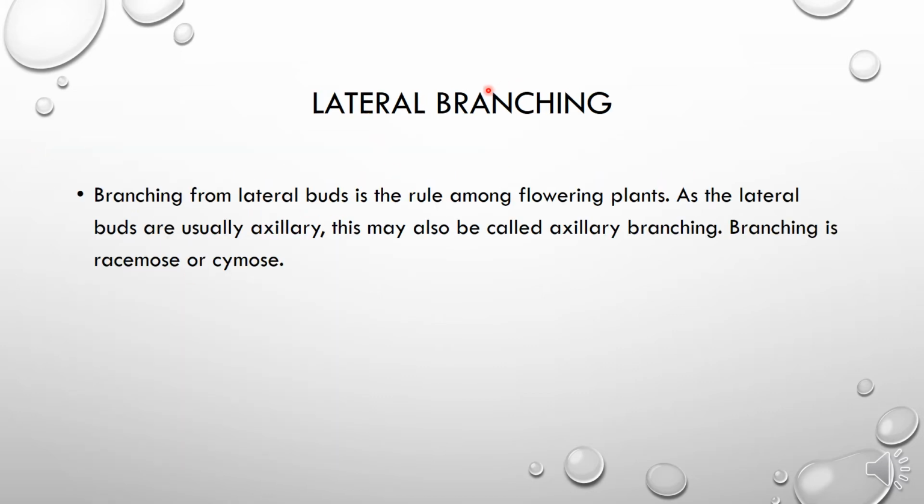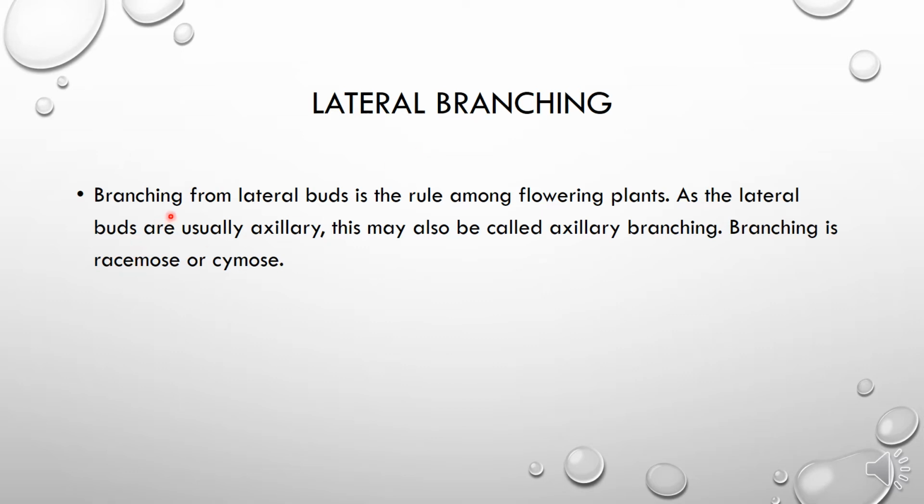Now another type of stem branching is lateral branching. In this case, branches appear from the sides of the stem. In dichotomous branching, branches appear from the apex or the terminal portion of the stem, from the terminal bud. But in this case, the branches appear from the axillary buds or from the sides of the stem. So here you have an example.